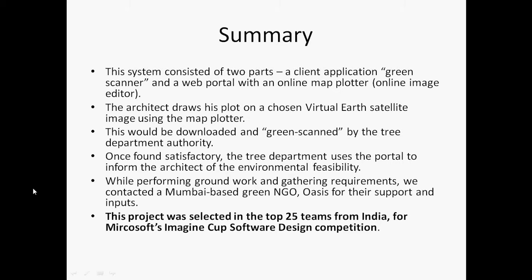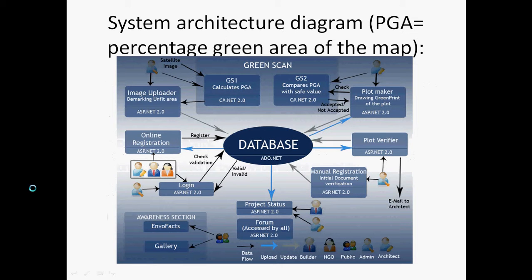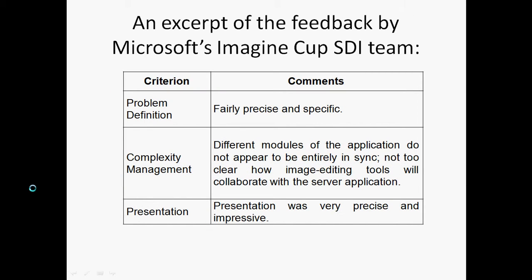So this is an example of the architecture diagram we provided to Microsoft. It has all the stakeholders. In hindsight, it's a little complex, and that's exactly what Microsoft had to say about it. They said that we defined our problem correctly. We contacted a non-profit organization, Oasis, in Mumbai, to get their inputs on whether our software is truly green, and Microsoft said we had a fairly cool presentation.